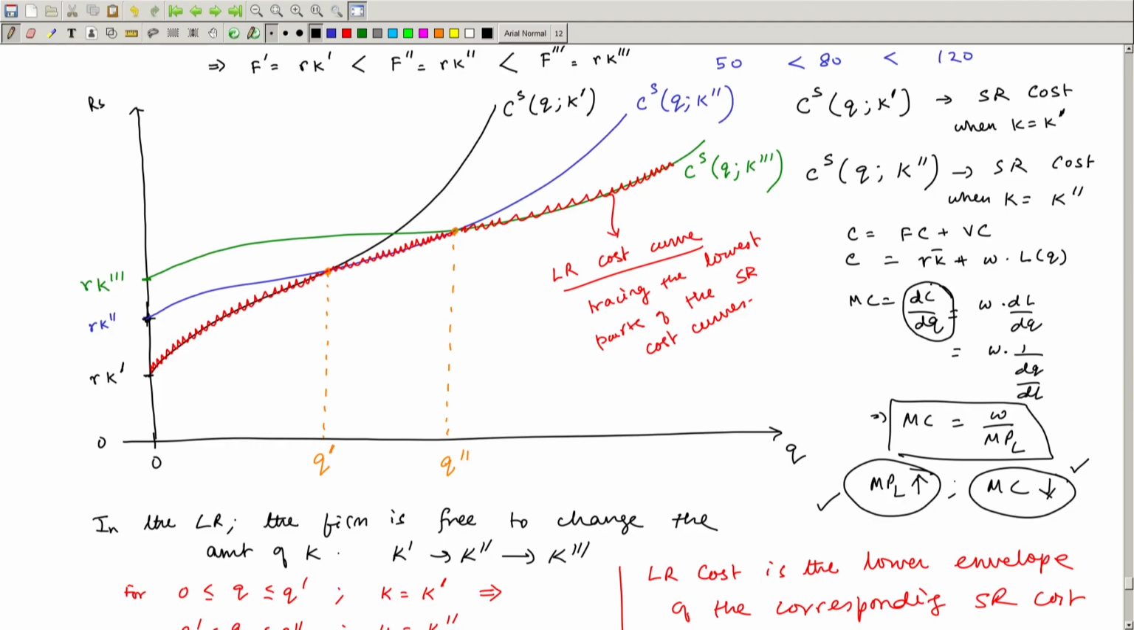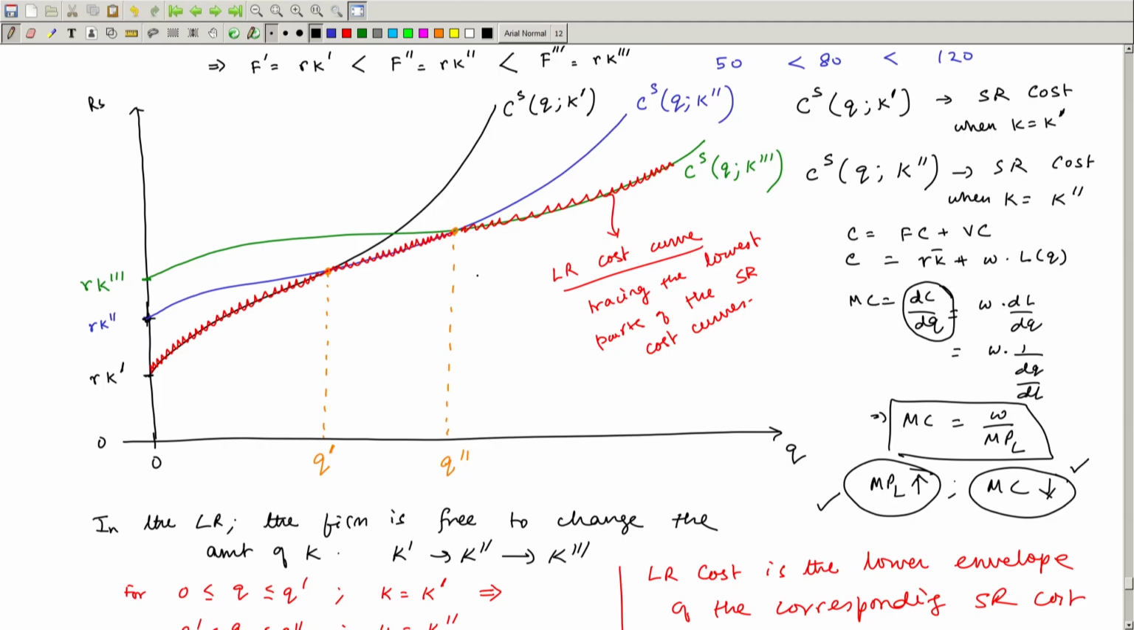And we said that in the long run, I can seamlessly change capital from k prime to k double prime to k triple prime. So, how will the firm decide which level of capital to use? Well, that is going to be based on what is the amount of output it wants to produce. If it wants to produce output between 0 and q prime, it will choose k prime amount of capital. If it wants to choose an output between q prime and q double prime, it will choose k double prime amount of capital. And finally, for q greater than q double prime, it will choose k triple prime amount of capital.